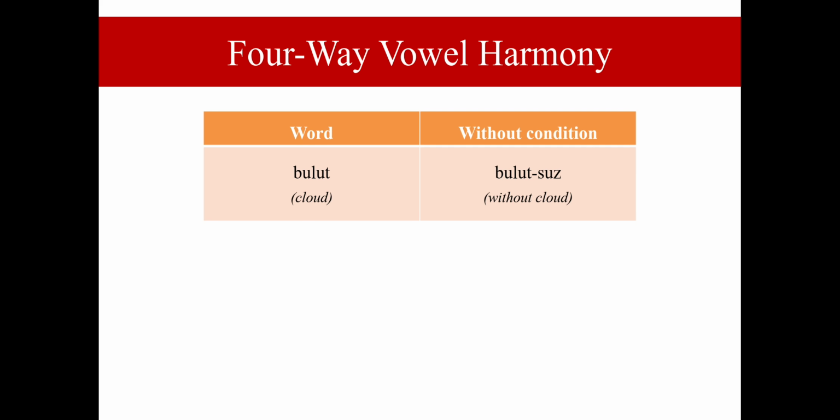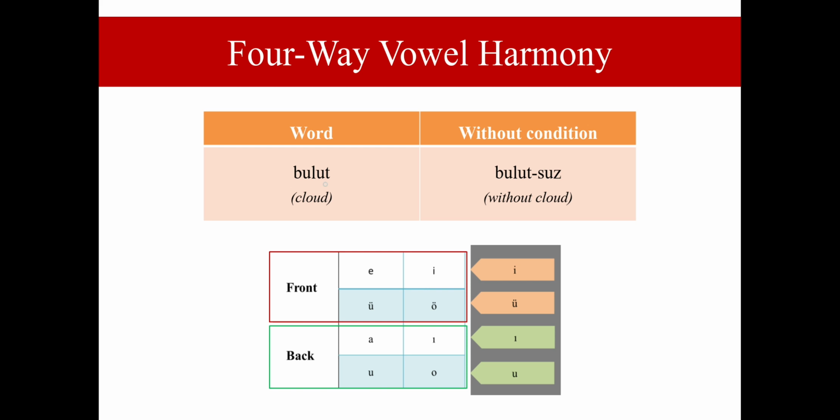Other example, we have the word bulut, meaning cloud. Bulutsuz, without cloud. The literal translation is without cloud, yani the sky is clear, to be precise. Bulutsuz. Why? Because the last syllable has the vowel u, and u is a back vowel, so we're going to use the u form of the suffix.